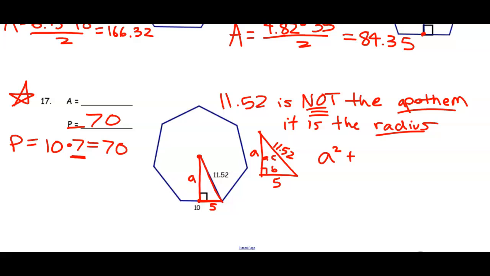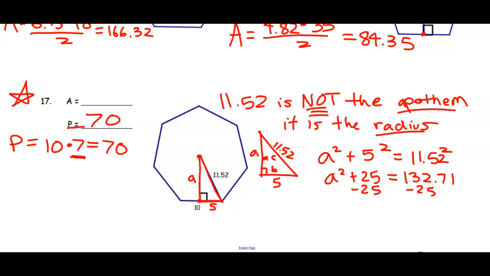A squared plus 5, not 10, half of that side length, 5 squared, equals 11.52 squared. Okay, yes we did. So let's do the math. What is 5 squared? A squared plus 25 equals 11.52 squared, which is 132.71. Solving for A, I need to get rid of the plus 25, so minus 25, minus 25. So A squared equals 107.71.